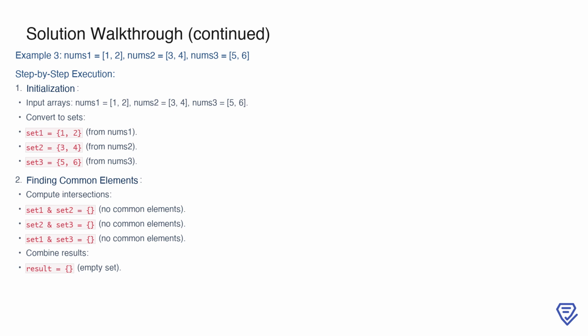Next, we calculate the intersections to determine if there are any common elements shared between these sets. We start by finding the intersection of set 1 and set 2, which results in an empty set because there are no common elements. Similarly, the intersection of set 2 and set 3 also results in an empty set, as does the intersection of set 1 and set 3. Since no elements are shared between any 2 sets, the combined result using the union operation remains an empty set.